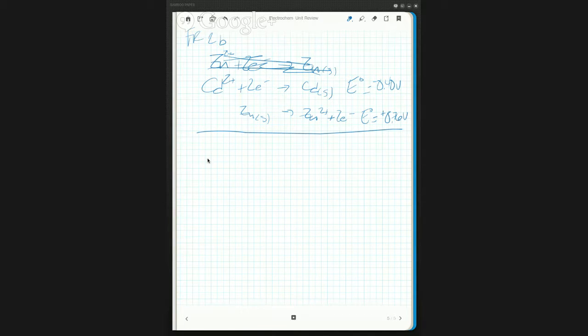And we're going to add them together, and we come out. Remember that the 2 electrons cancel on each side. We end up with cadmium 2 plus zinc as a solid gives us cadmium as a solid plus zinc 2 plus. And remember, since we flipped the sign, we can just add them together. So negative 0.40 plus positive 0.76 means that our E total is 0.36 volts. And that, my friends, is the answer to 2B.